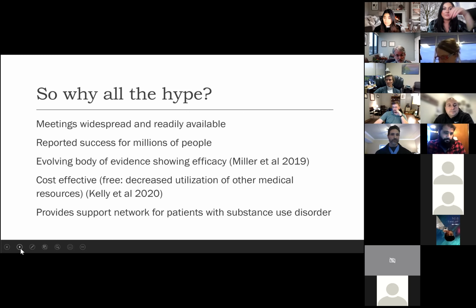Okay, so 12-step programs have been reported to help millions of people. We've got people saying that these have really helped them to get sober and stay sober. We have an evolving body of evidence showing efficacy, with quite a few new things coming out. 12-step programs in general have been pretty difficult to study in a rigorous scientific manner. Many of the studies are observational studies. There are a few randomized controlled trials, but they have a lot of problems.